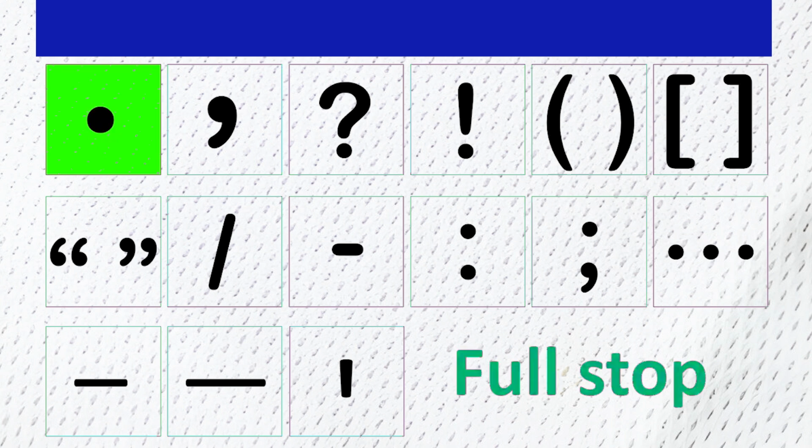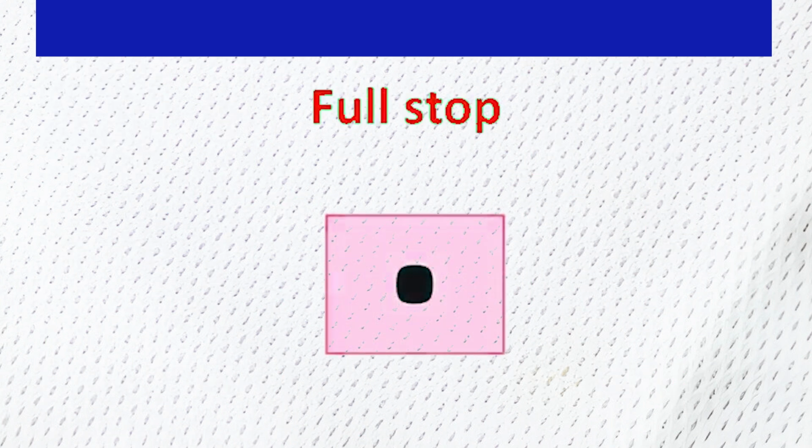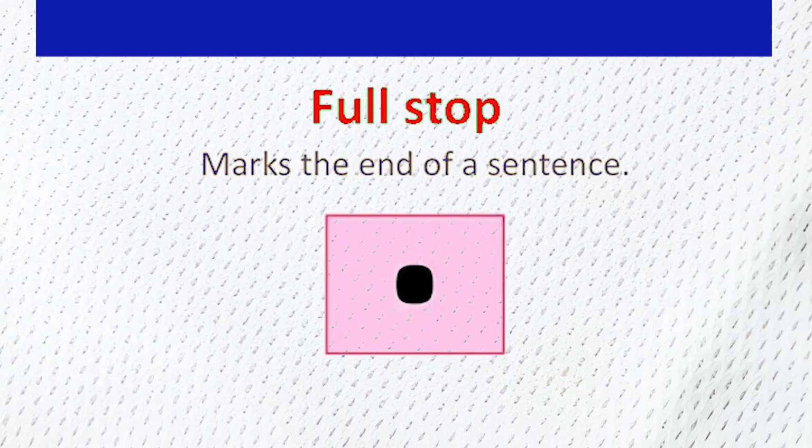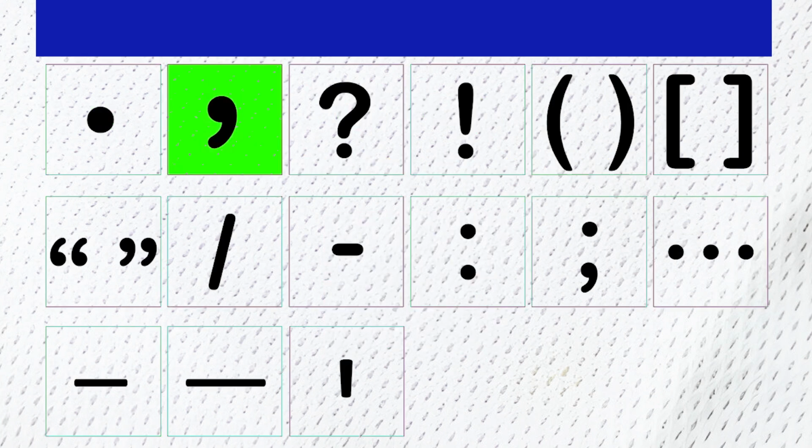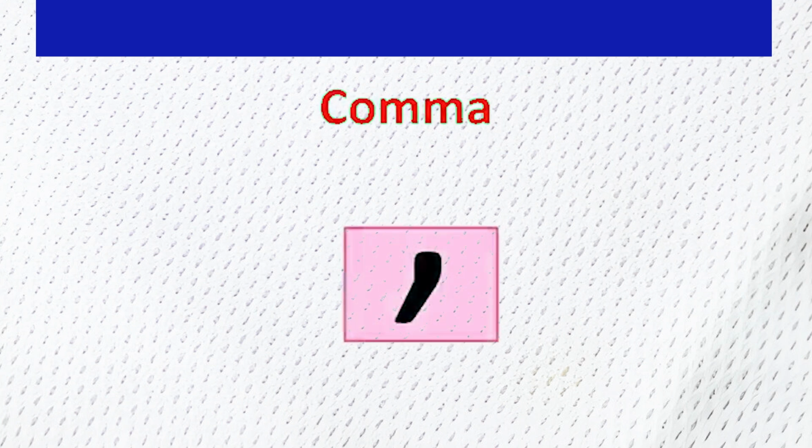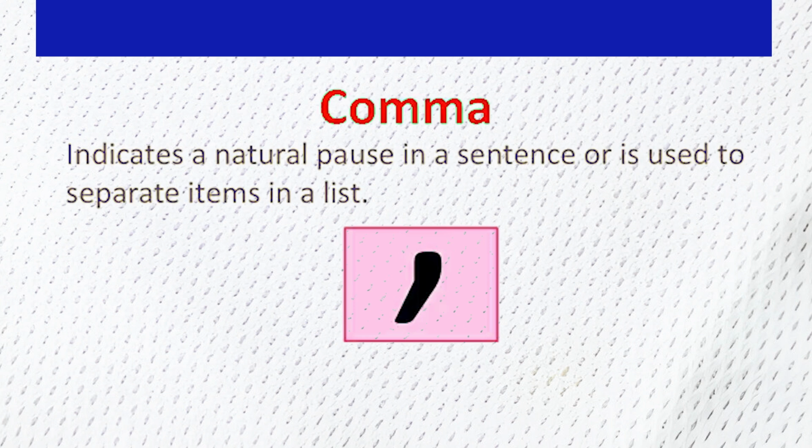Full stop. A full stop marks the end of a sentence. Comma. A comma indicates a natural pause in a sentence or is used to separate items in a list.